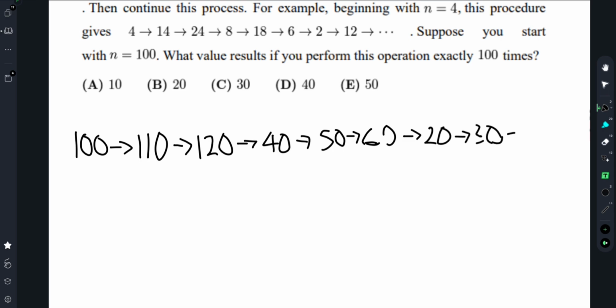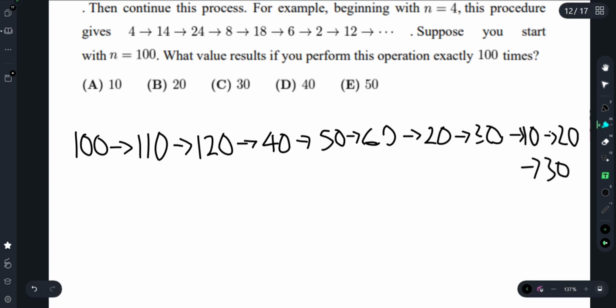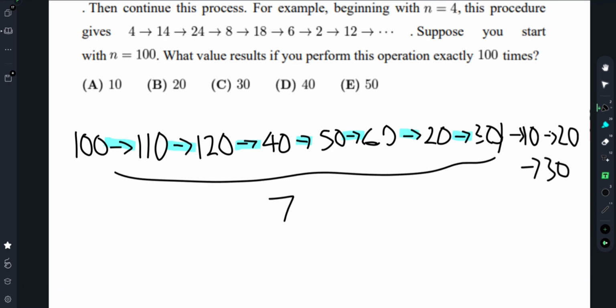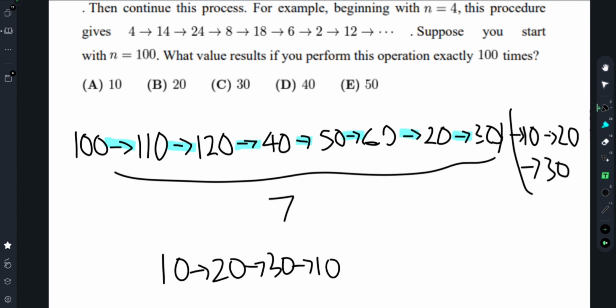So we notice that there's 1, 2, 3, 4, 5, 6, 7 operations until this loop, because our loop is just 10, 20, 30. 10, 20, 30. So 100 minus 7 is 93.